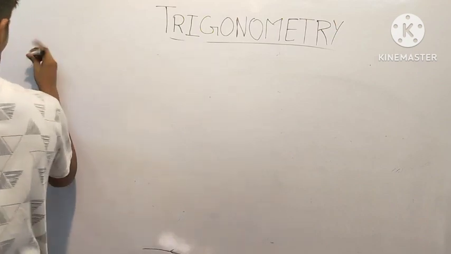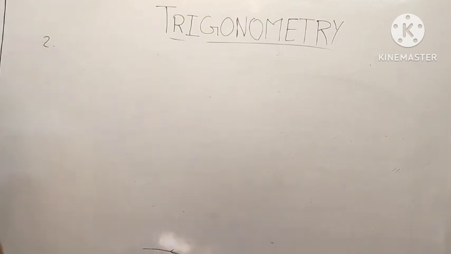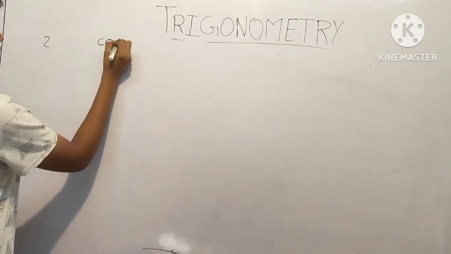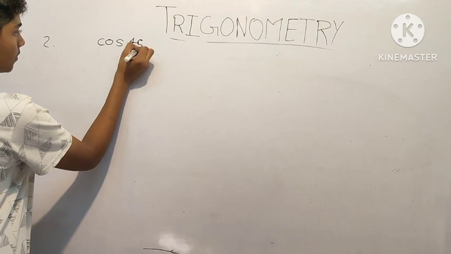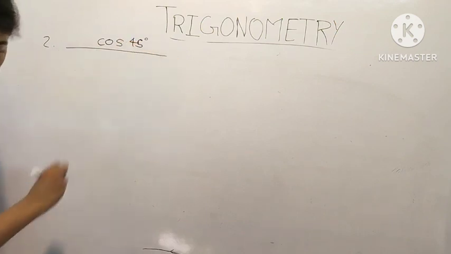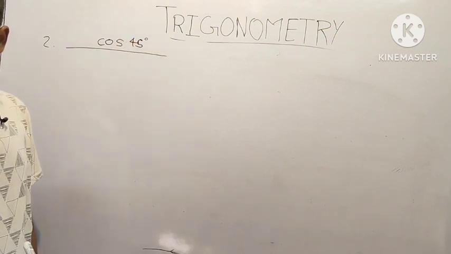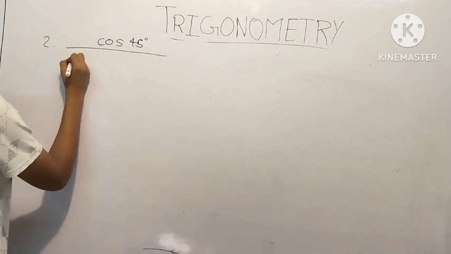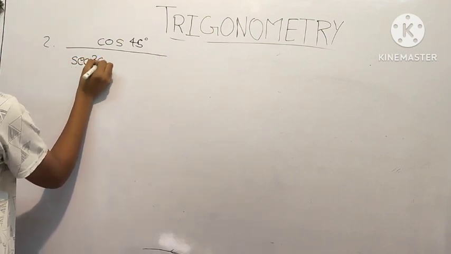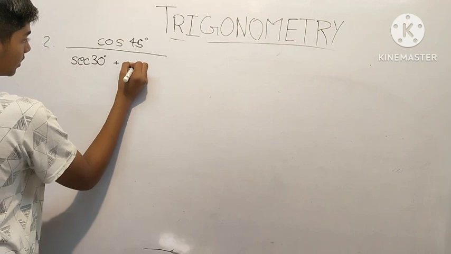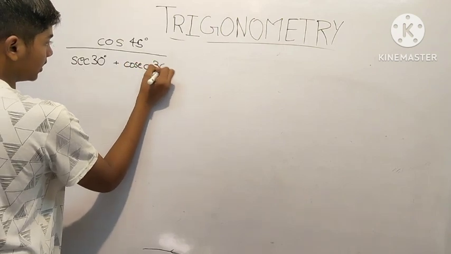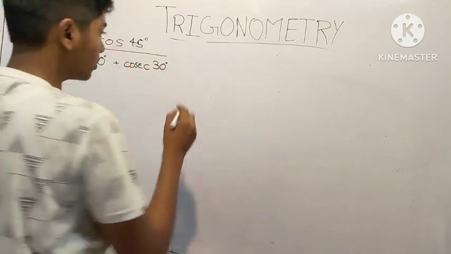Our second question says that we have cos 45 degree divided by secant 30 degree and cosecant 30 degree. Now here as well, first we will put the values.